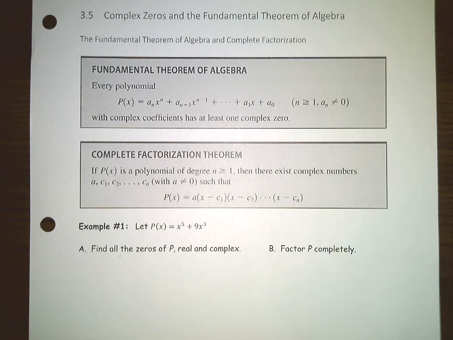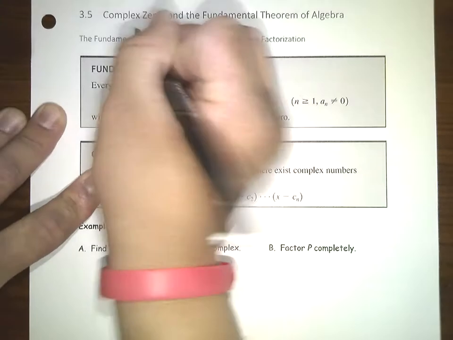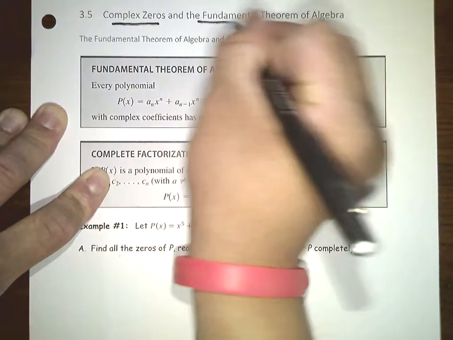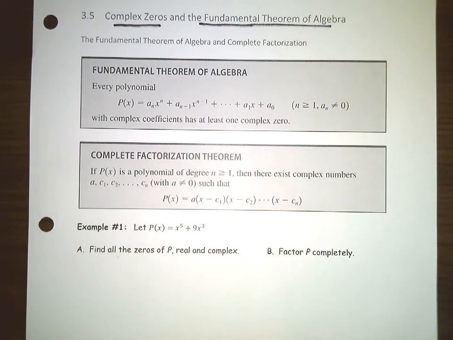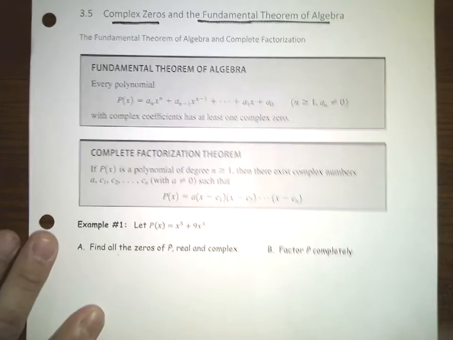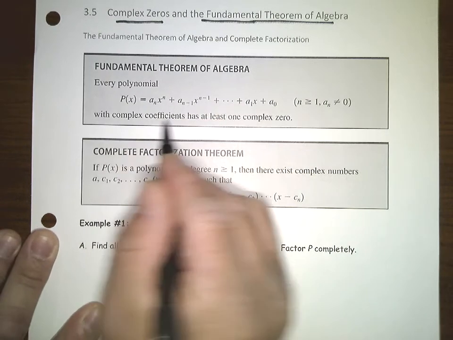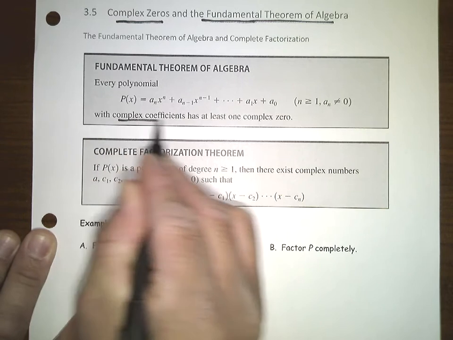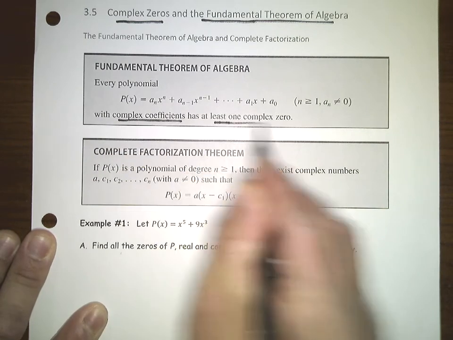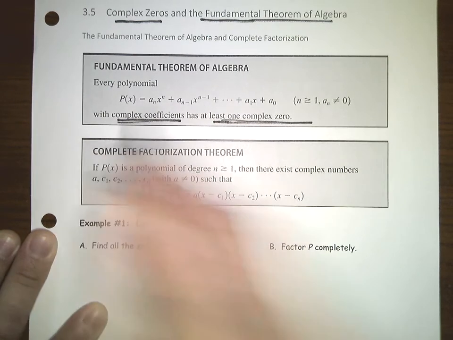Here we go. So this is complex zeros in the fundamental theorem of algebra. The first thing here is the complete factorization theorem. Every polynomial with complex coefficients has at least one complex zero.